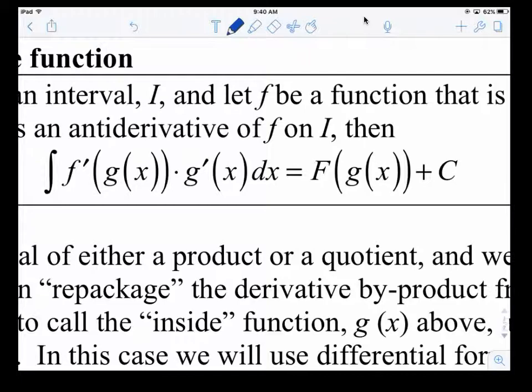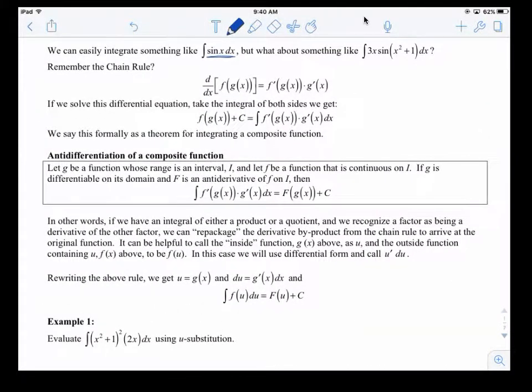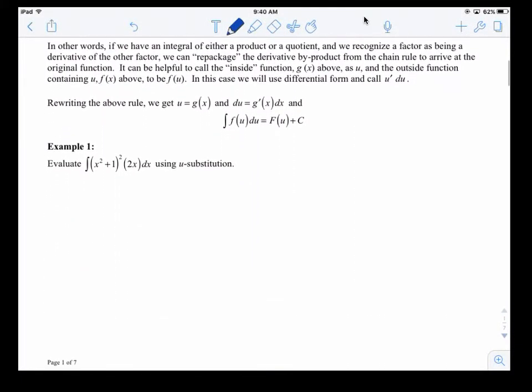And another way you can look at it is the innermost function, its derivative will also be present somewhere. So if you think, okay, maybe this is my innermost function, do I see its derivative somewhere else? So just keep that in mind. Look for the innermost function, and then its derivative should be present.